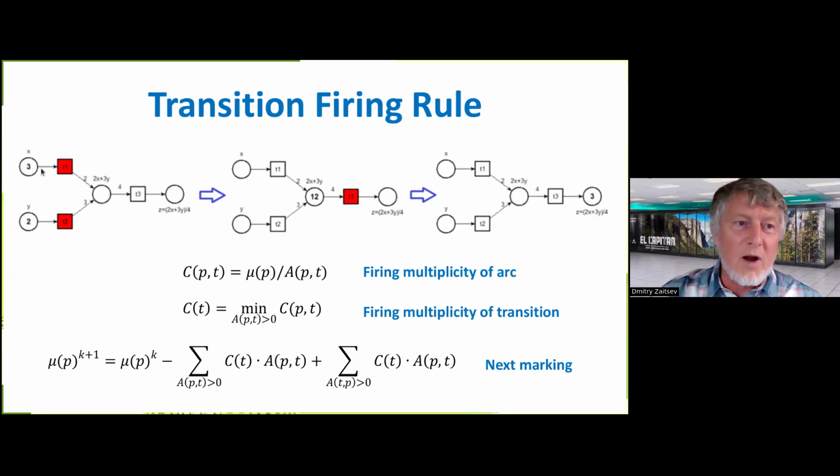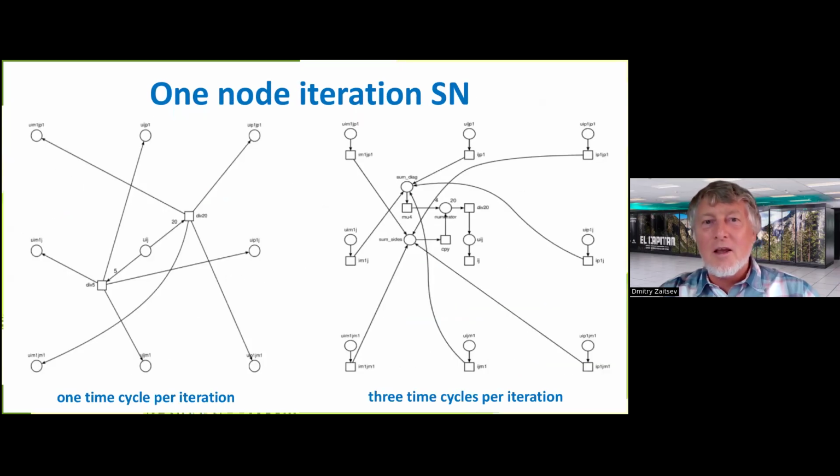In the first case, we fire transition T1 in 3 copies and transition T2 in 2 copies. So here we fire transition T3 in 3 copies, 12 divided by 4. We compute the firing multiplicity of an arc as marking divided by the arc multiplicity, the firing multiplicity of a transition as the minimum of the firing multiplicities of incoming arcs, and then the final expression gives us the next marking. Since we are using a synchronous Sleptsov net, or so-called Sleptsov-Salvitsky net, we recalculate all the markings simultaneously, which is how it is finally implemented within the FPGA.